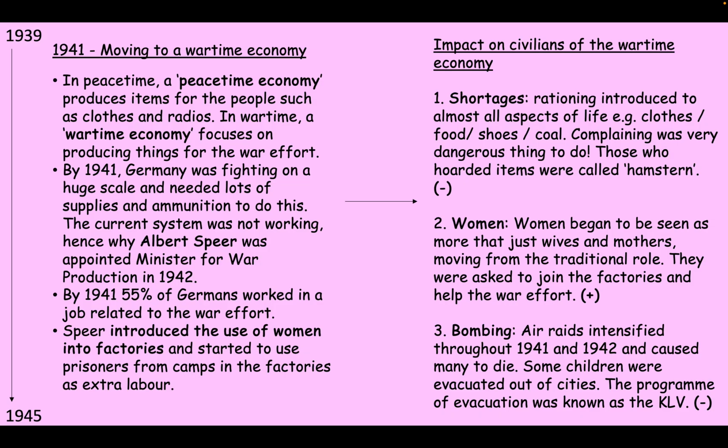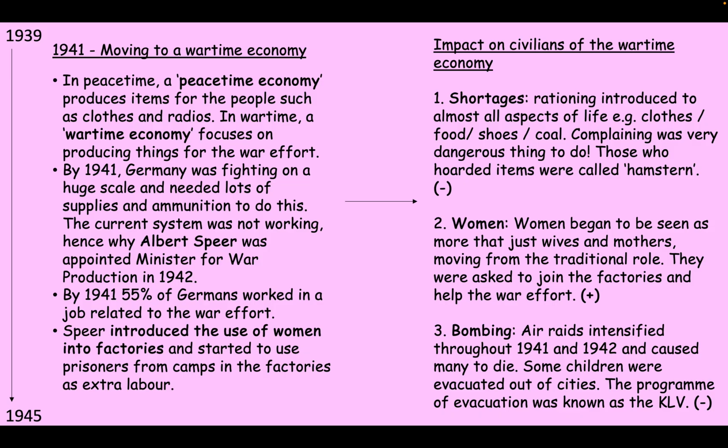There is a benefit for women because previously, from 1933 to 1941, the Nazis had only wanted women to be at home as wives and mothers in that very traditional role. But by Albert Speer asking them to join the war effort, this is giving them employment, and this is starting to move women out of the home and back into the workplace. So in that sense, it's definitely a positive for women.